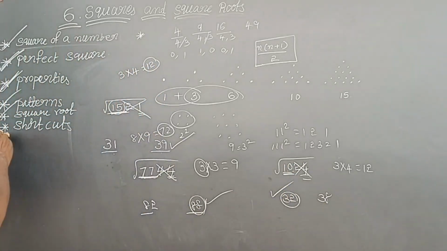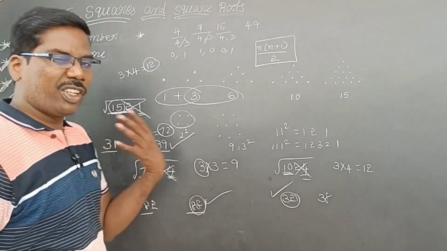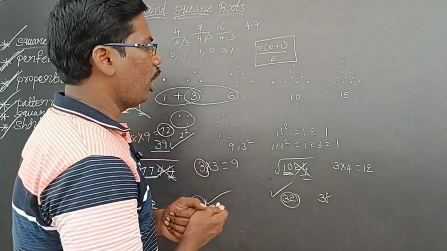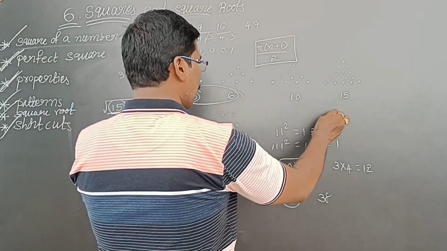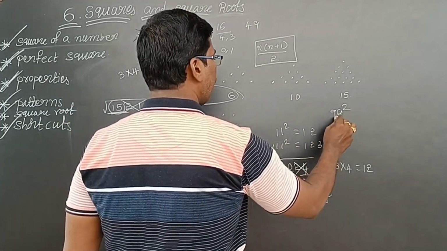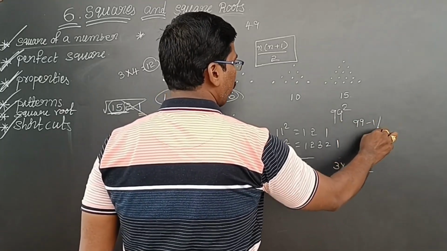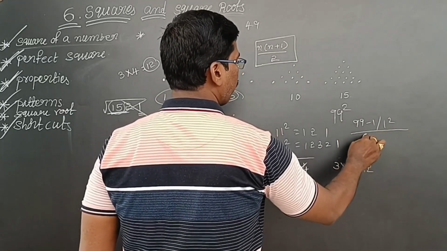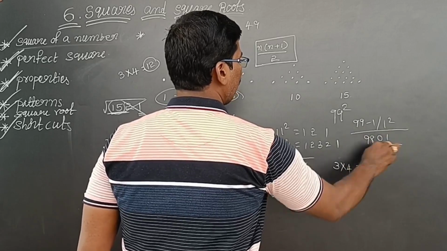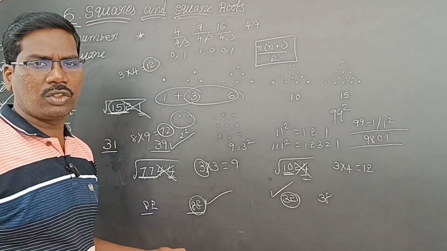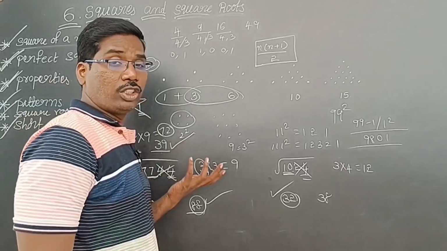So friends, this is the shortcut for square roots, and there are square shortcuts also. I will say how to find squares. Now see here, I want 99 squared. What will you do? 99 minus 1, 1 squared. So 99 minus 1 is 98, and 1 squared is 01. So the answer is 9801. Sir, it's very easy.